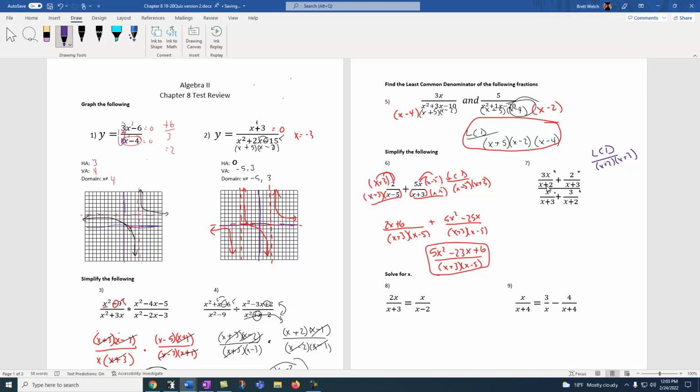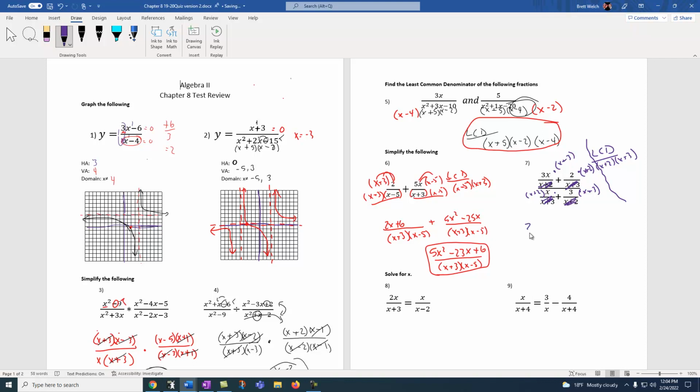So for instance, this first fraction, the x plus 2 will cancel in the LCD, but that means I still have to multiply by x plus 3. In the second fraction, the x plus 3 cancels, which means I still need to multiply by x plus 2. Down here, the x plus 3 cancels, but I still have to multiply by x plus 2. And here the x plus 2 cancels, but I still have to multiply by x plus 3. Okay? So we still have these other multiplications to do.